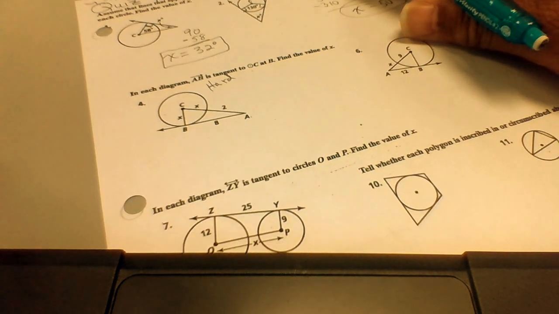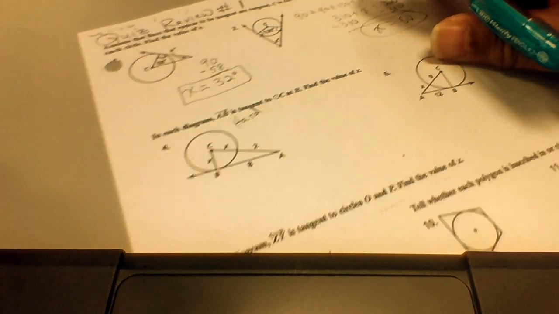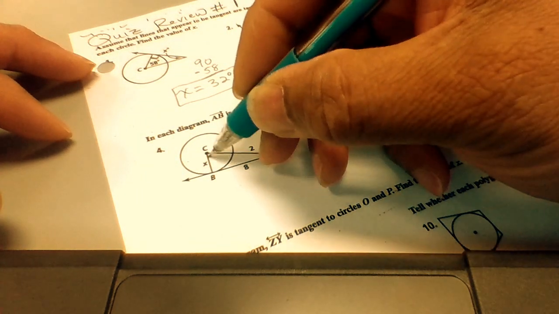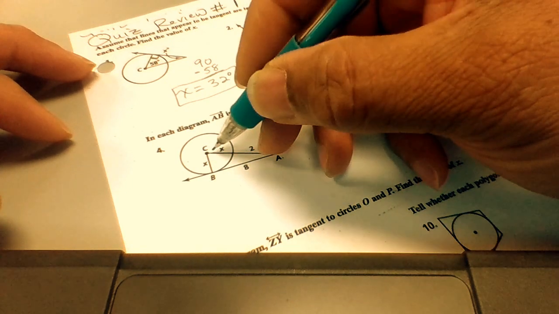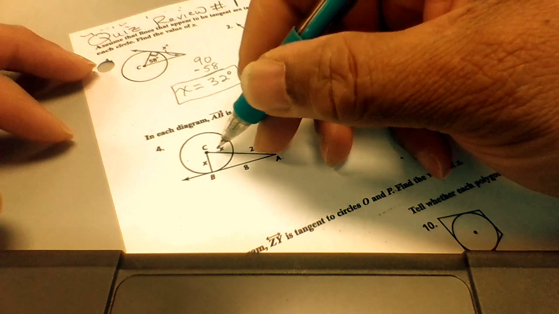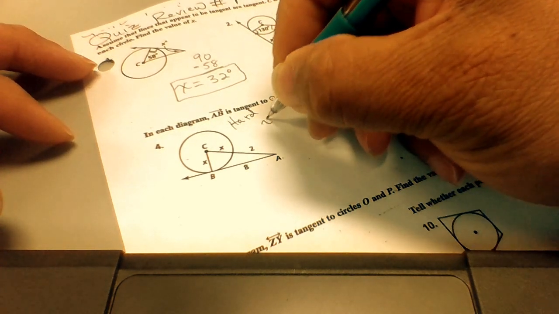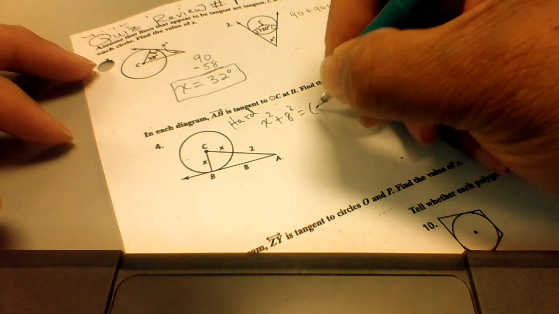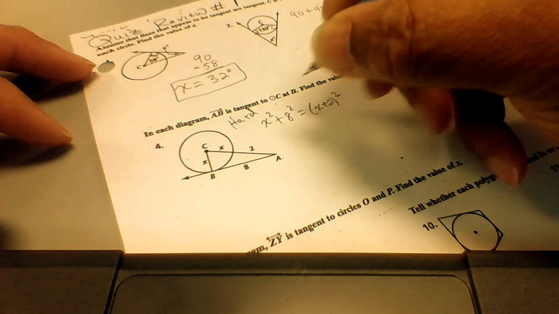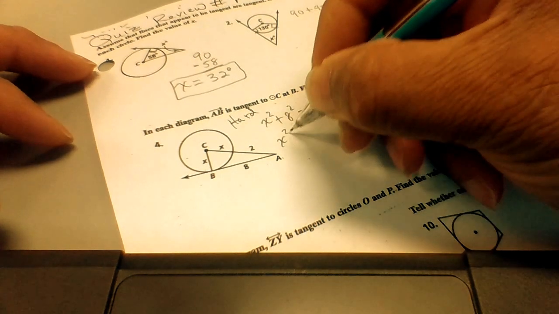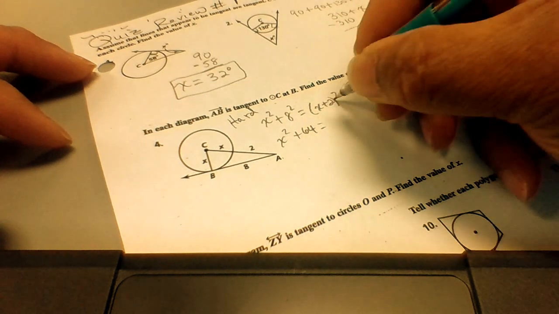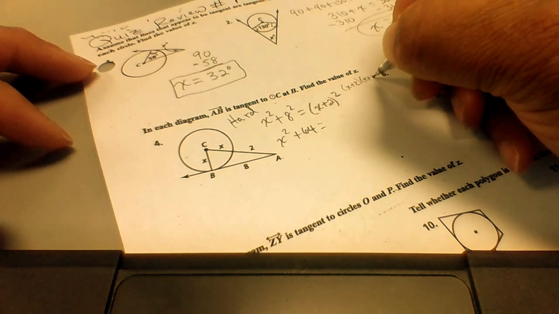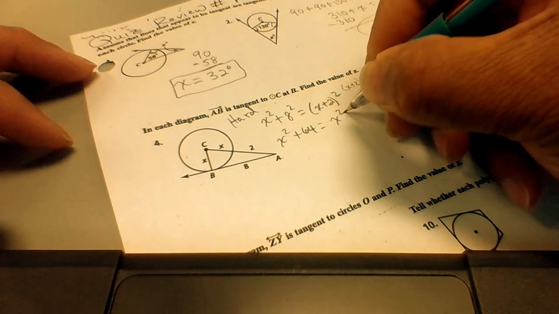Next one. This is a hard problem. This would probably be for honors geometry, but we know that this is X, 8, and then this is 2 plus X. So X squared plus 8 squared has to equal X plus 2 squared. This is going to be X squared plus 64 is equal to squaring this out, which means X plus 2 times X plus 2. So this is going to give me X squared.